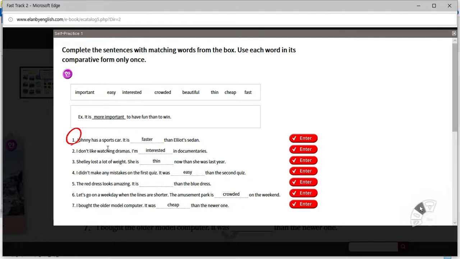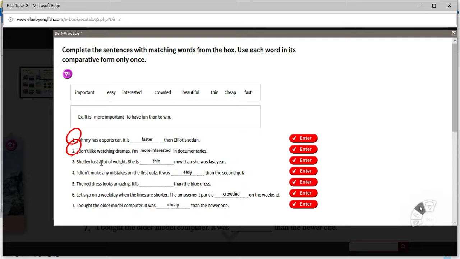I don't like watching dramas. I'm interested in documentaries. Okay? Or at least, I'm more interested. Okay, so interested has 3 syllables. Not 1, not 2, maybe not 3. Maybe it has 4 syllables, but I pronounce it like it has 3. Okay? Either way, more interested. I'm more interested in documentaries. Okay? All right. So if you don't like dramas, then you're probably more interested in many other things. Okay? So more interested. Interested, 3 syllables, more.